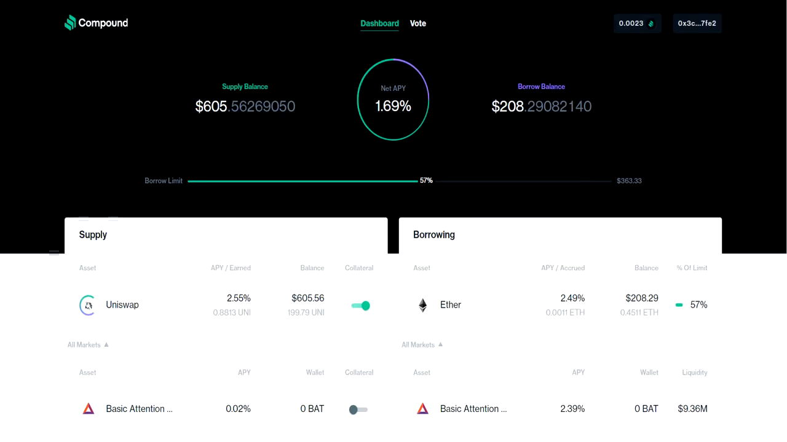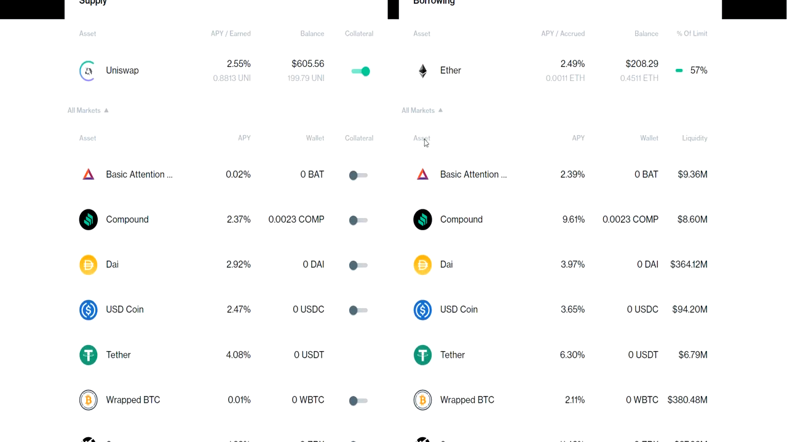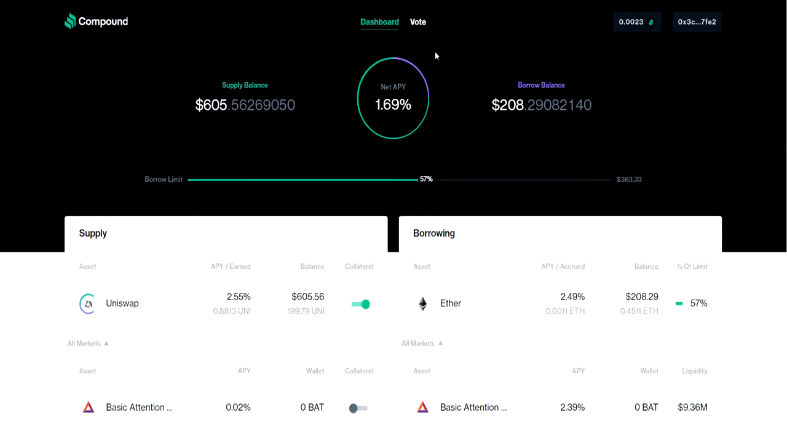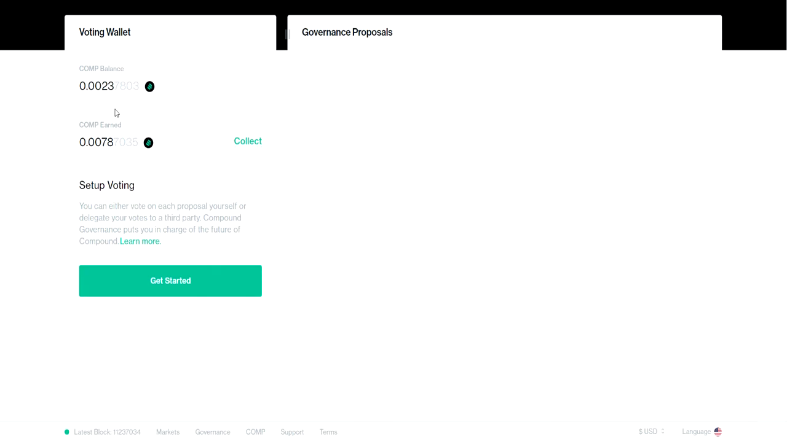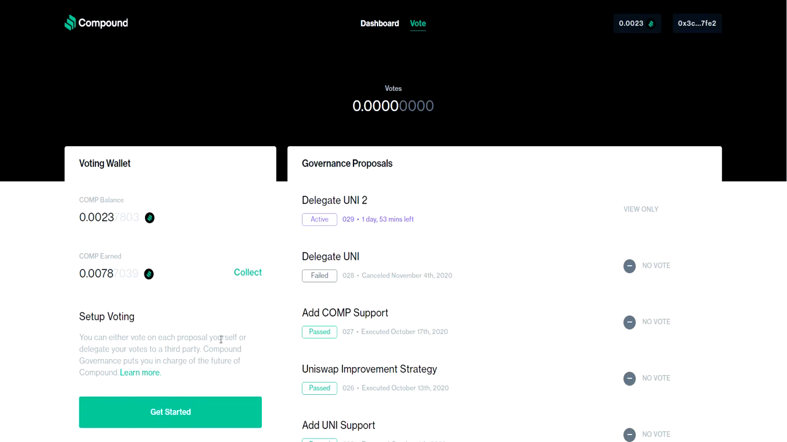So anyhow, you get rewarded with COMP tokens simply by using the protocol, and you can do what you want with these COMP tokens. You can use them for voting, and you can also redeem them. I can collect them. So this is the COMP balance that I've earned, and this is how many I have. I can collect them and use them for voting. Okay, like I said, just a quick look. Let's move over to the next one.